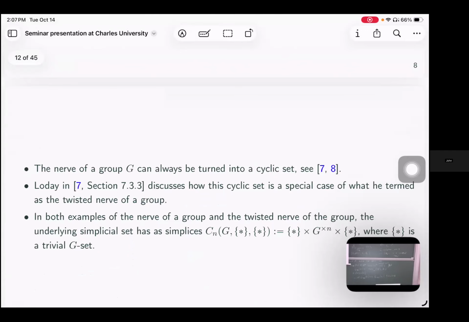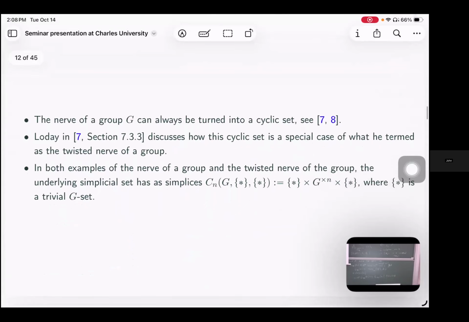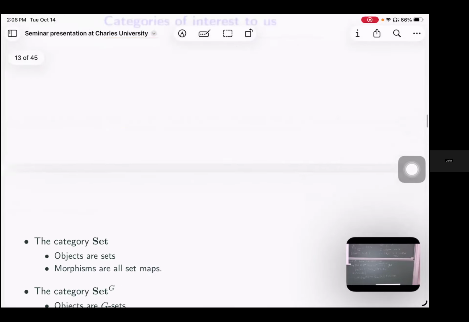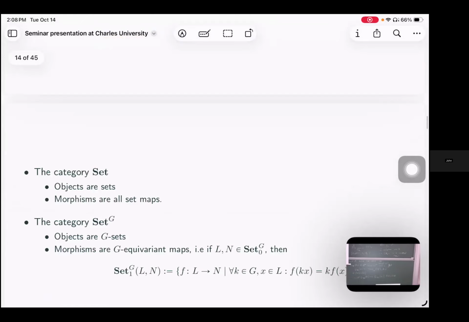Now, in Weibel, the nerve of a group G can always be turned into a cyclic set. I think I would demonstrate that. And in Loday's cyclic homology, we see how this cyclic set from the nerve of the group is a special case of what he called the twisted nerve of a group. Now, in both examples, we have that the coefficients M and N are trivial G-sets. So we can now start with something.